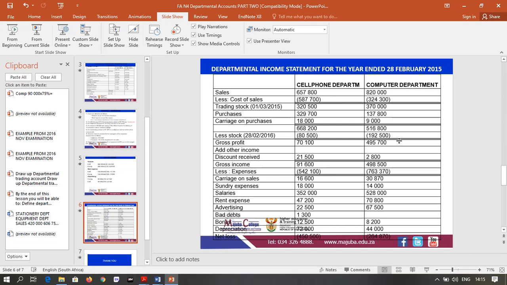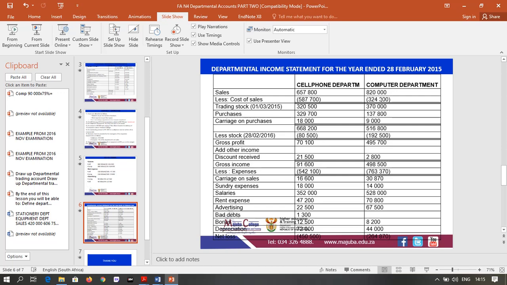Same thing applies this side. When you minus 516,800 minus 192,500, we are getting 324,300. This is your cost of sales. For you to get the gross profit, you need to say sales less cost of sales. That is how this 70,000 is coming from.